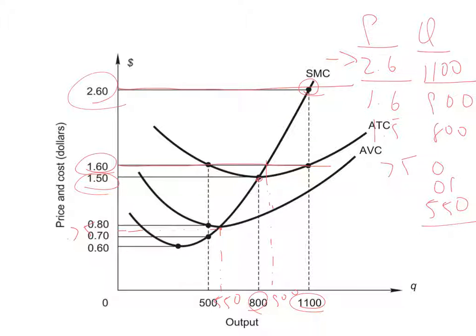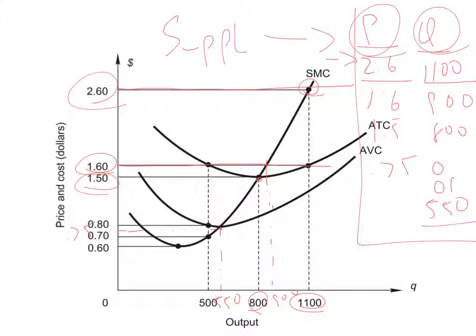So what do we have here? We've created a schedule that tells us the quantity that firms are willing and able to produce at each and every price. So what is that schedule? What kind of a schedule or what kind of a graph shows us the relationship between price and quantity produced? Well, that is a supply schedule. We have derived the firm's short-run supply schedule.